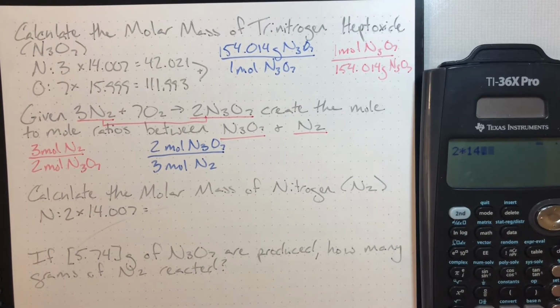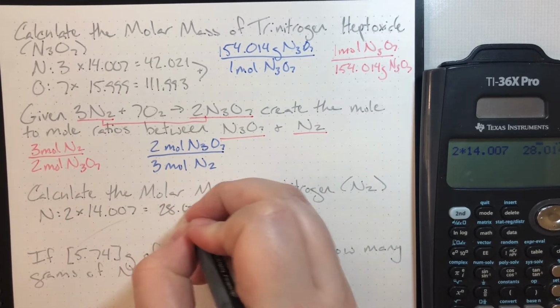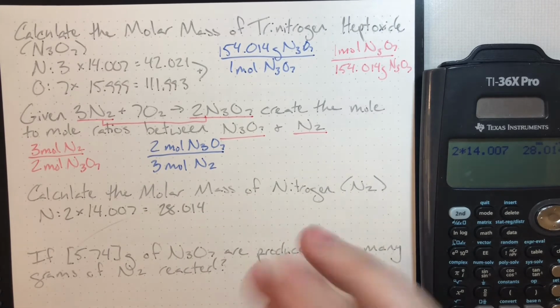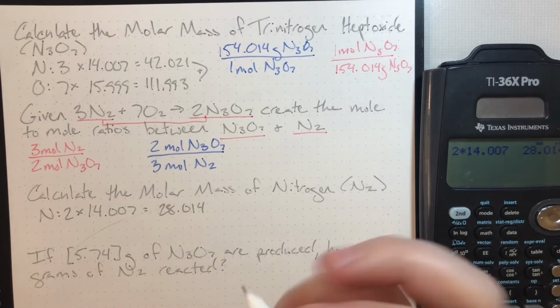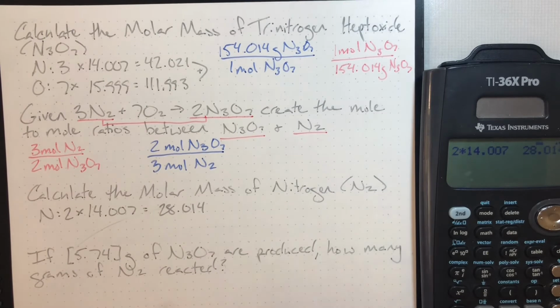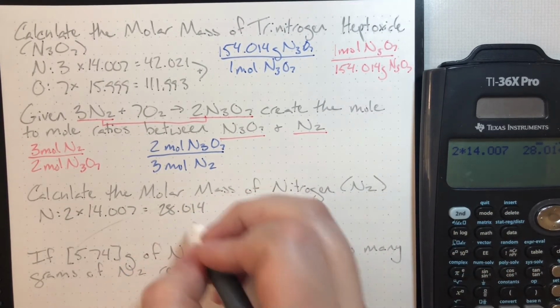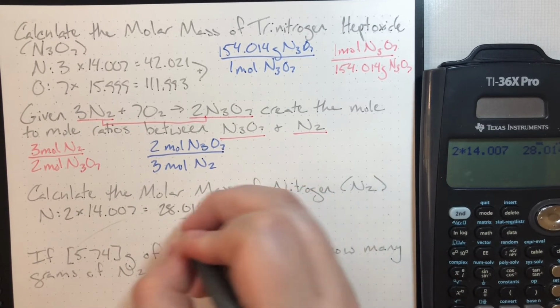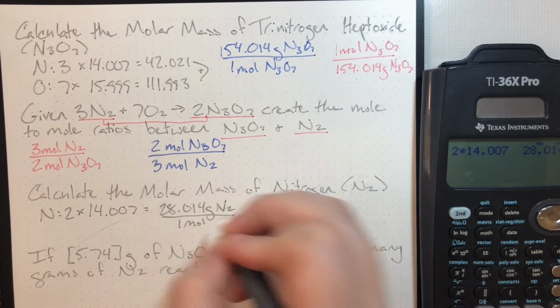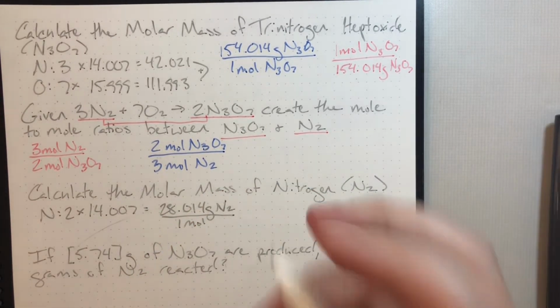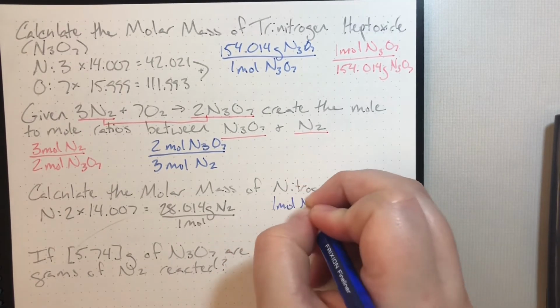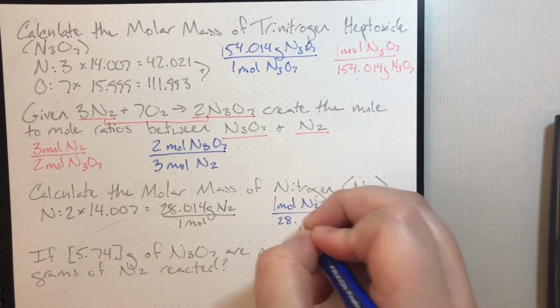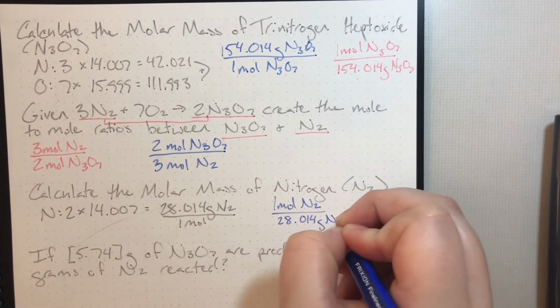Two times 14.007 gives me 28.014. And this is a conversion factor, so I am going to go ahead and make sure that my variables are in such a way that I could use it directly in a dimensional analysis problem. So I will say for every 28.014 grams of nitrogen, I have 1 mole, or for every 1 mole of nitrogen, I have 28.014 grams of nitrogen.